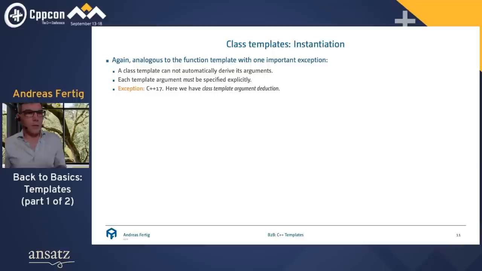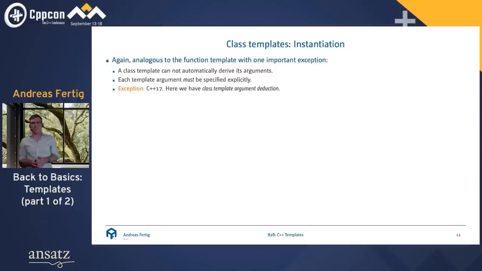So we already looked a little bit in this class template instantiation. We could see that it's very much the same as for function templates. There's one important exception, and that's that class templates cannot automatically deduce or derive their arguments. That's why I had to say in the sample I showed, array of int, comma, 2. So each template argument must be specified explicitly. And if we are looking back at function templates, that's one of the helpful things that we do not have to tell the compiler the type other than passing in that type. And there are good reasons why it's a little bit different for class templates.